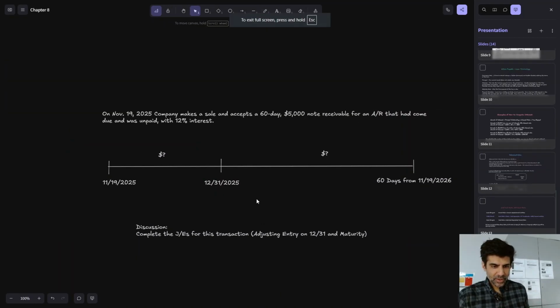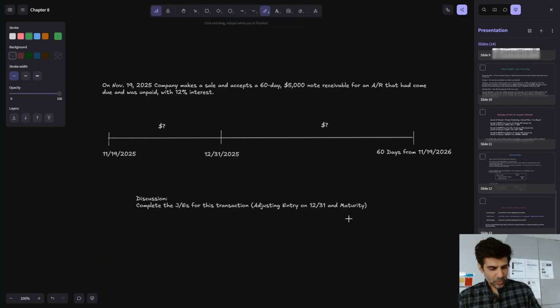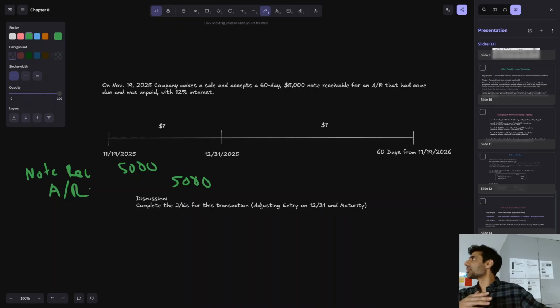Okay, so this first journal entry, we're getting rid of an account receivable and we're receiving a note receivable. So it's basically note receivable 5,000 debit, and we're reducing accounts receivable by 5,000. So now this customer, we've just traded terms basically. Accounts receivable is short term, and we're now making it a long term loan. Now how do we calculate the interest from the time that happens to the end of the year?